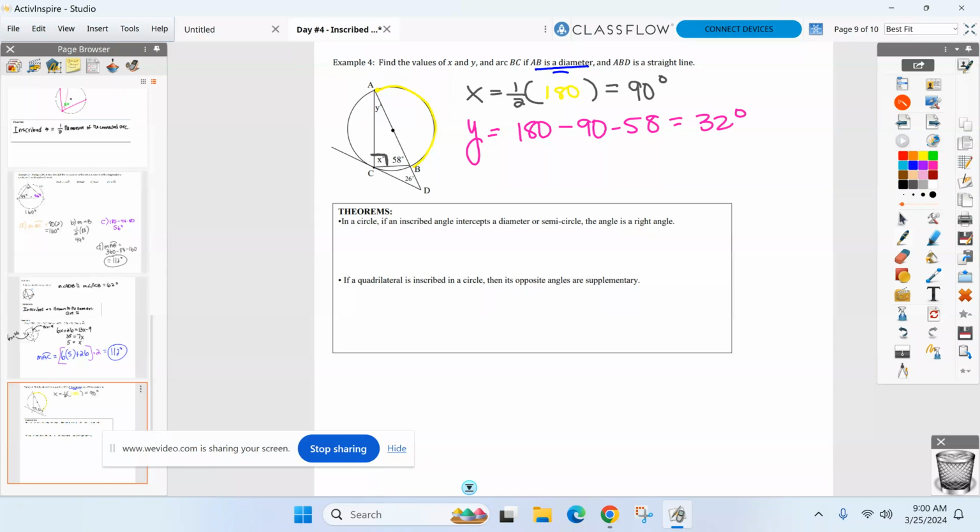And finally, one more. Find the measure of arc BC for me. Arc BC, measure of arc BC. And we just found that angle A was 32 degrees. Got it? Measure of arc BC. How can I find the measure of arc BC?